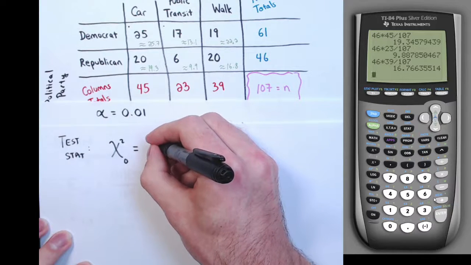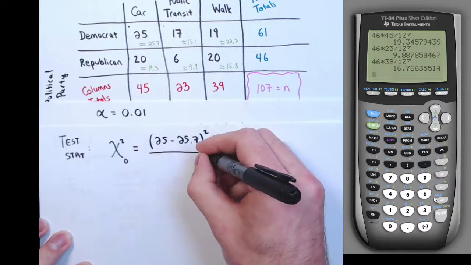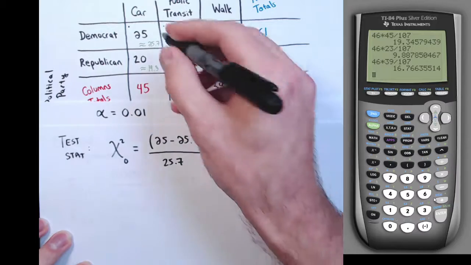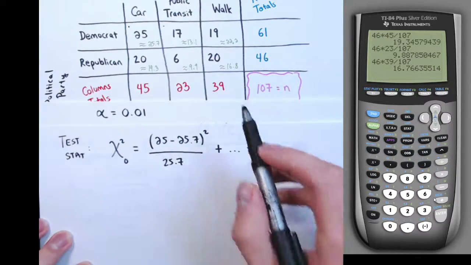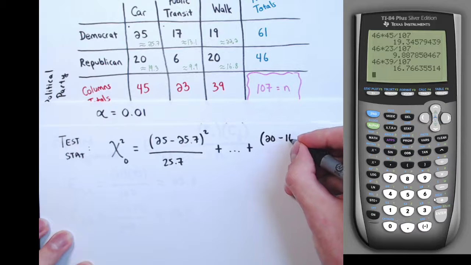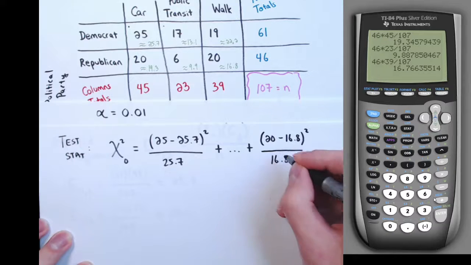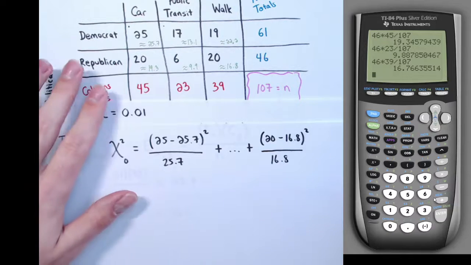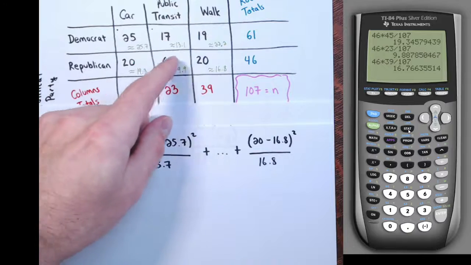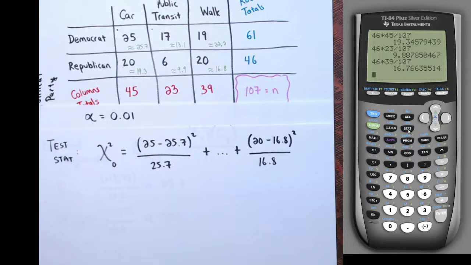So I'm going to have 25 minus 25.7 squared divided by 25.7, plus, all the way, you do it 6 times, 1 for each cell, all the way down to this last cell, the second row, third column, where I would take 20 minus 16.8, square that, and divide by 16.8. Now I've got a quick way to do that for you with lists. On my calculator, I'm going to enter these observed values in a list, and their corresponding expected values in another list, but make sure that things line up properly.